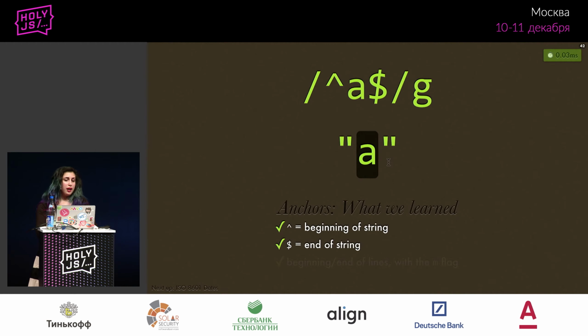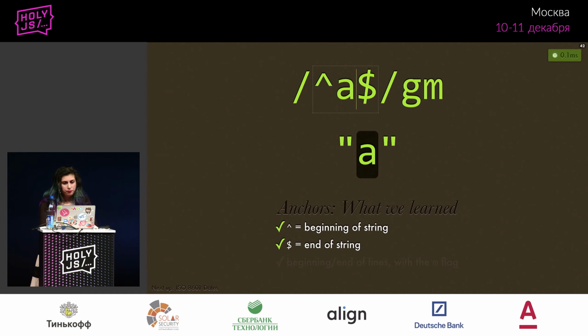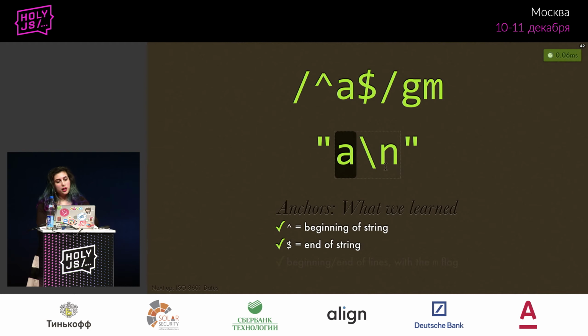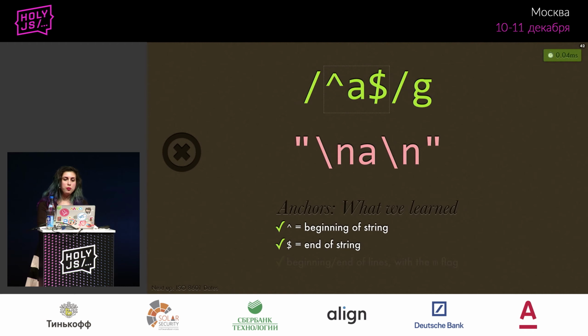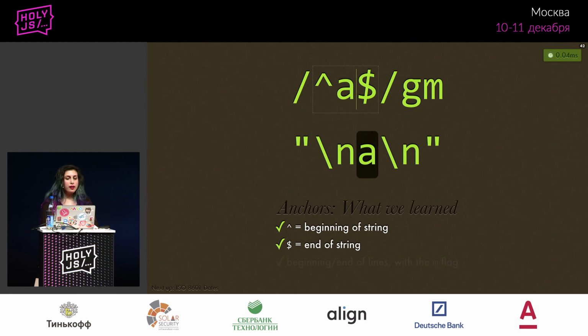You can change how the caret and dollar sign work by using the M flag. And now they don't just match the entire string, but the caret now matches at the beginning of each line, and the dollar sign matches the end of each line. So without the M flag, this wouldn't match because it would expect the whole string to be A. With the M flag, the meaning of the caret and dollar change, and they mean beginning and end of lines.